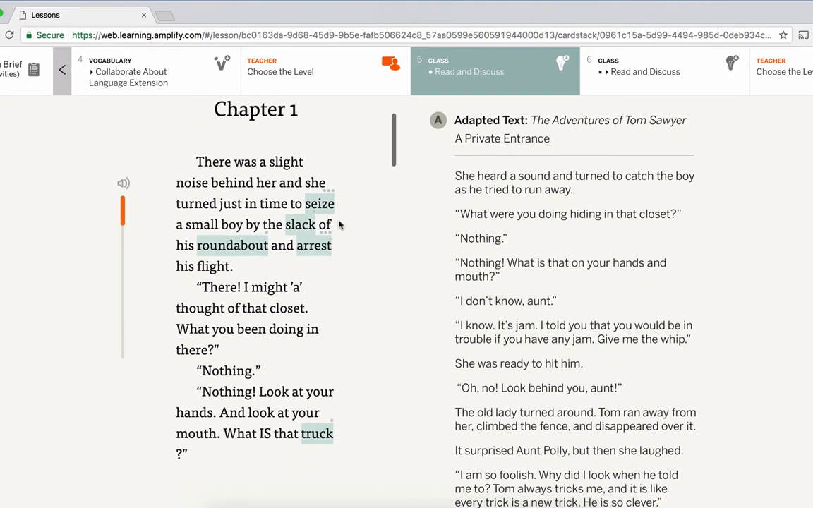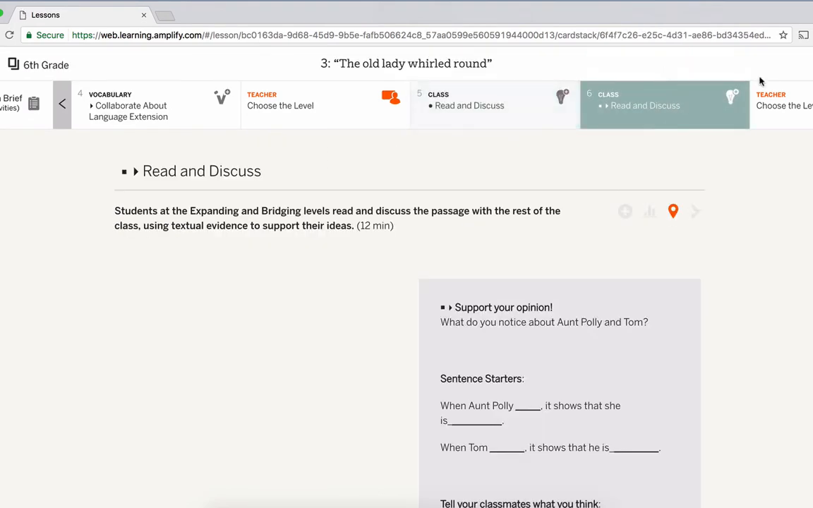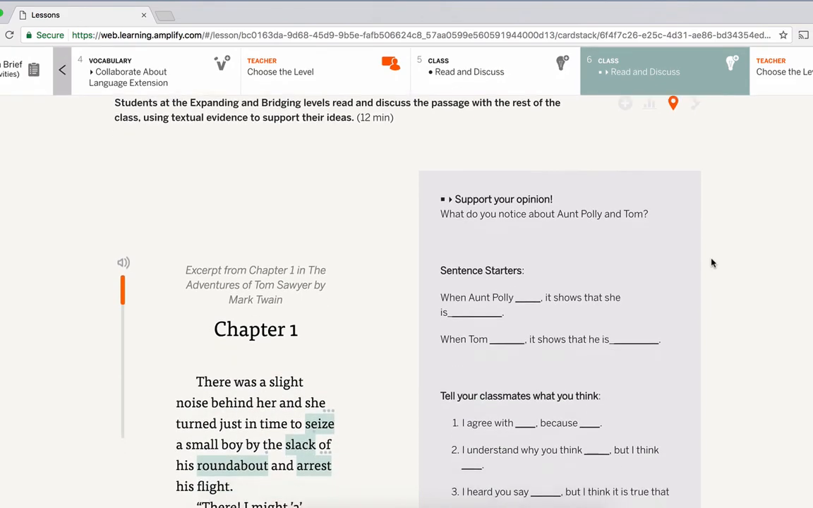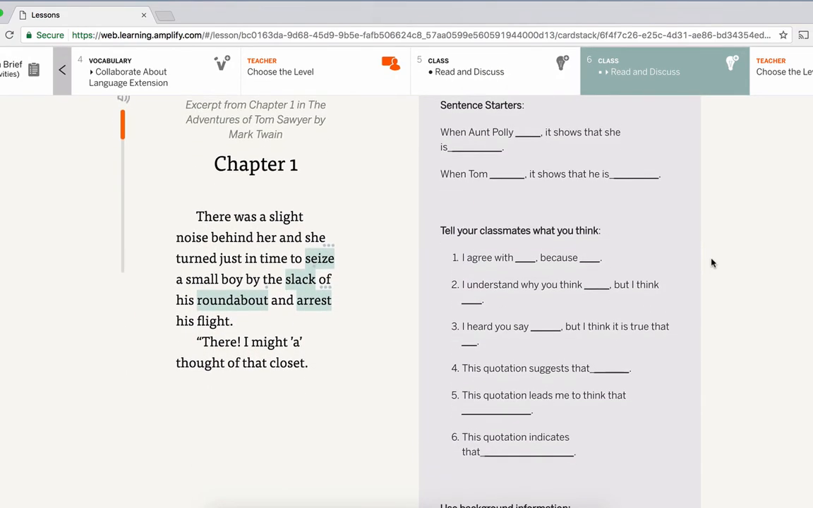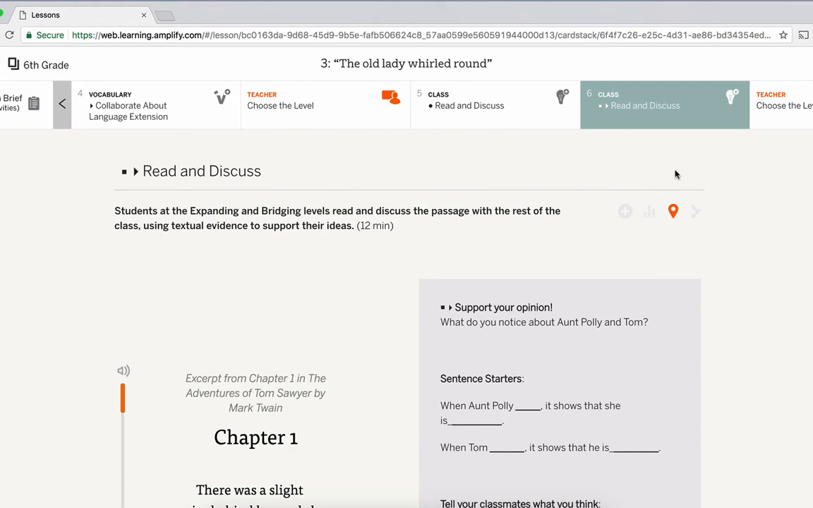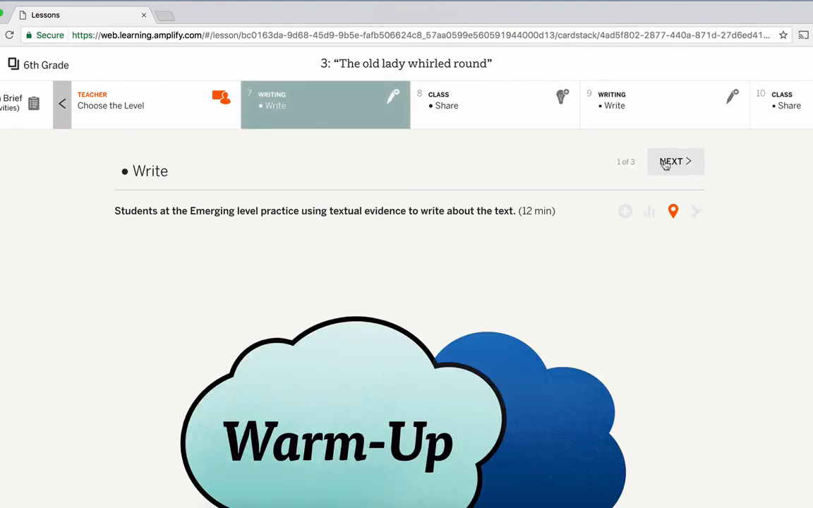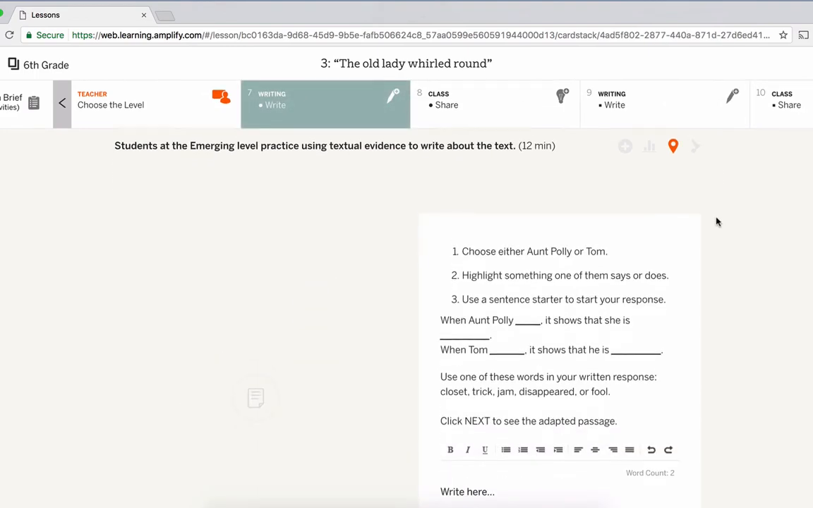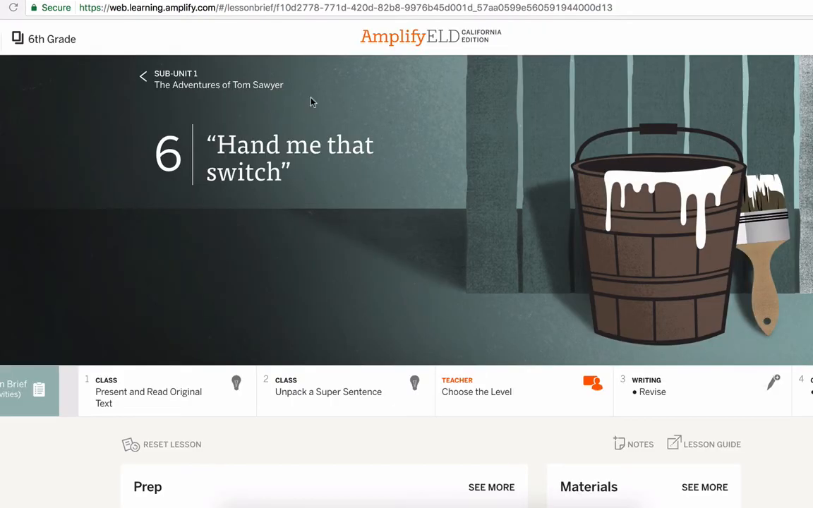Sentence starters and frames support students in learning how to agree, disagree, and support their ideas. This group discussion generates students' ideas and prepares them to write a response to text and then share. If they are in Lesson 5, instead of writing, they have grammar instruction and practice.